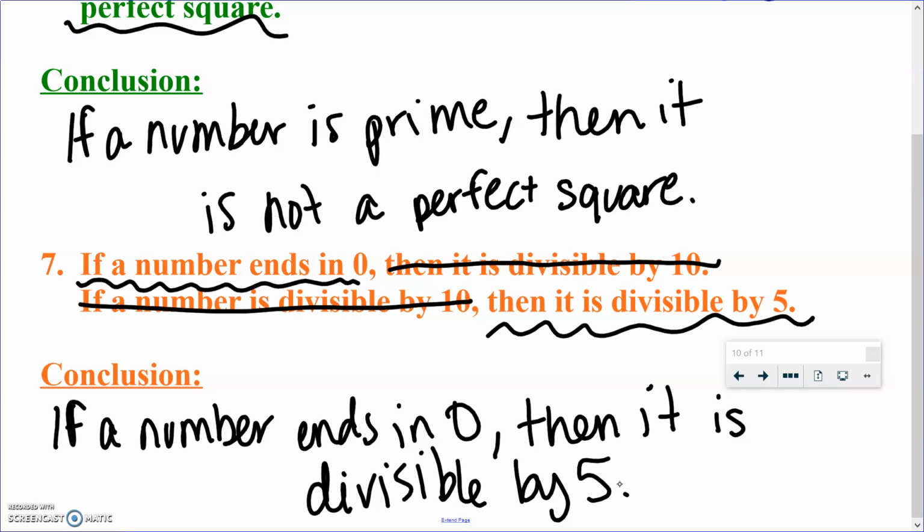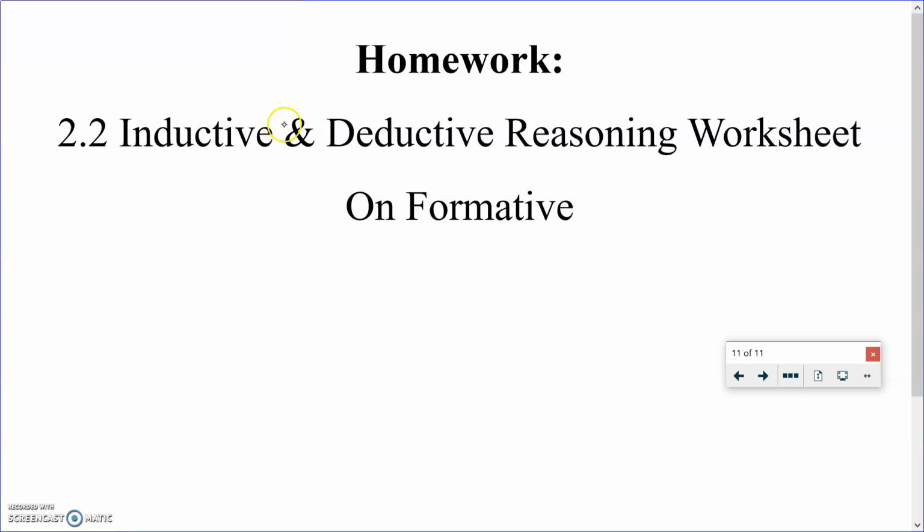So, today's lesson was a lot just about logic and coming to logical arguments using inductive and deductive reasoning, as well as the law of detachment and the law of syllogism. Okay? So, today for your assignment, there's going to be a formative on inductive and deductive reasoning.